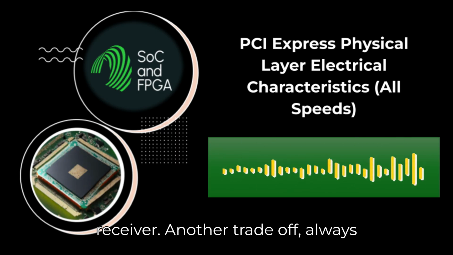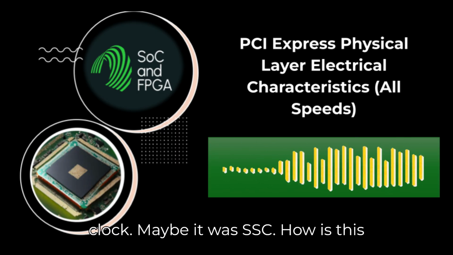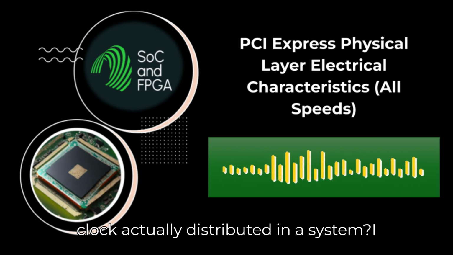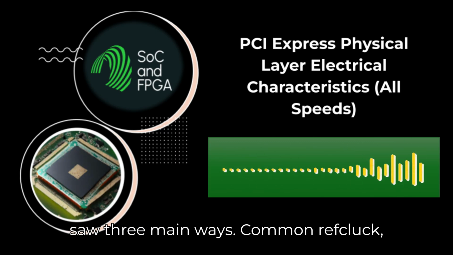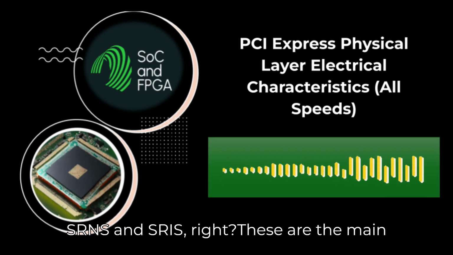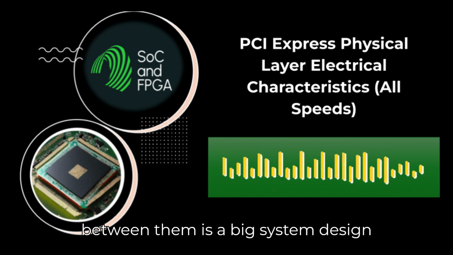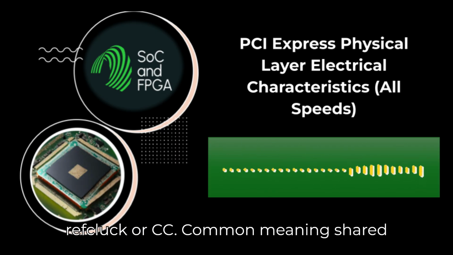Another trade-off. Always trade-offs. Okay, so we have the ref clock, maybe with SSC. How is this clock actually distributed in a system? I saw three main ways: common ref clock, SRNS, and SRIS. Right, these are the main clocking architectures, and choosing between them is a big system design decision. Let's start with common ref clock, or CC.